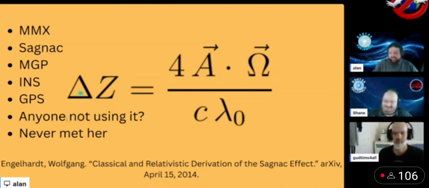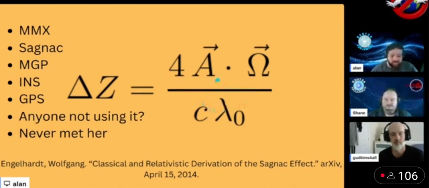But so yeah, this is the classic equation that dictates all of these technologies and measurements here. So this is our delta Z. This is going to be our change in time. Our change in wavelength is going to be equal to 4 times the rotation rate times the area of light that it has to travel. So I said that backwards, but the area times the rotational rate over the speed of light is going to give you the timing difference.